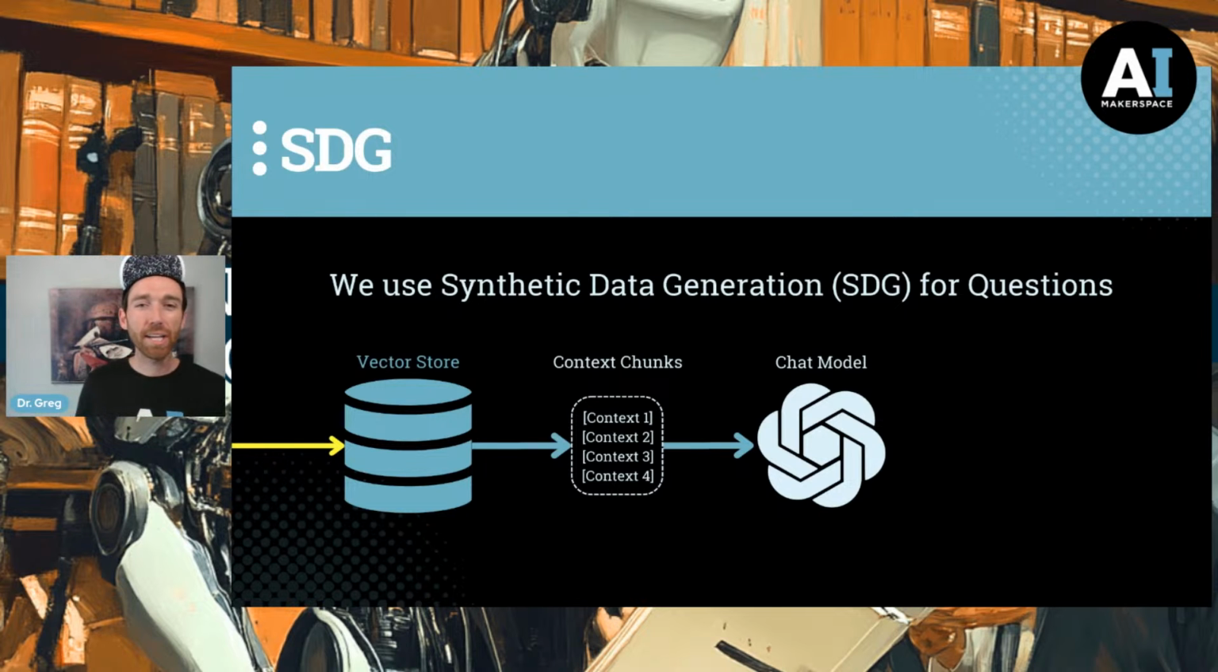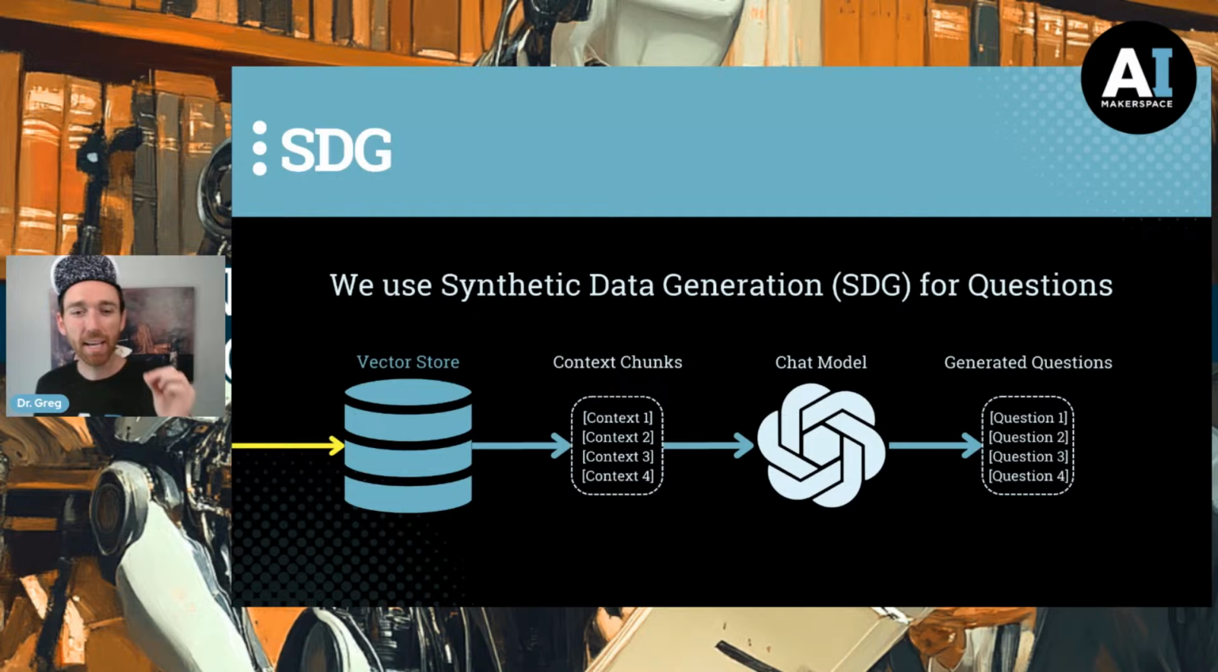And so what I'll end up doing is I'll generate hypothetical questions. In fact, multiple questions for individual chunks, because many different questions might return the same chunk. And then I'll be able to have my question context pairs.